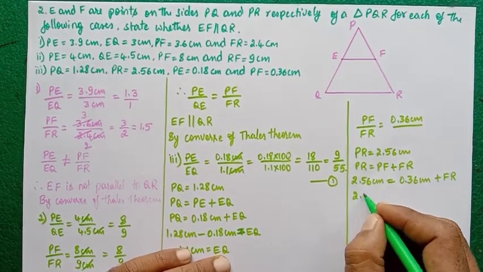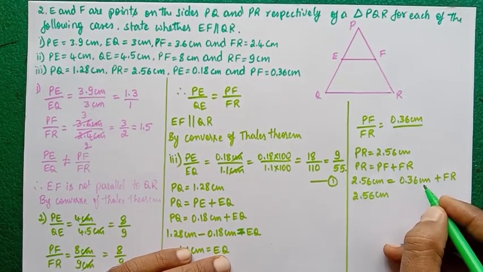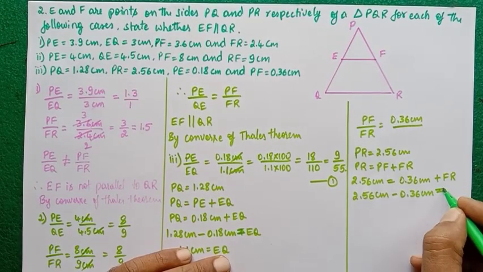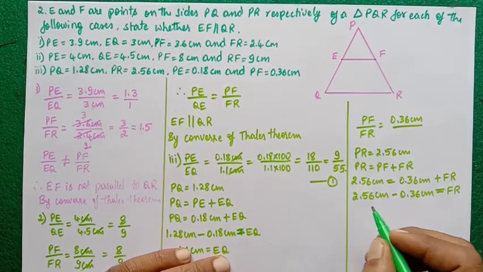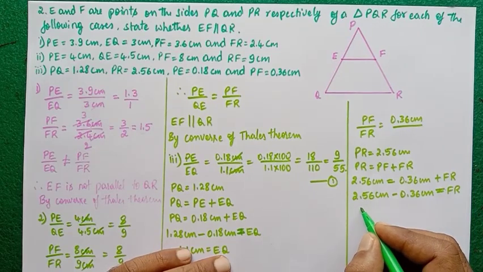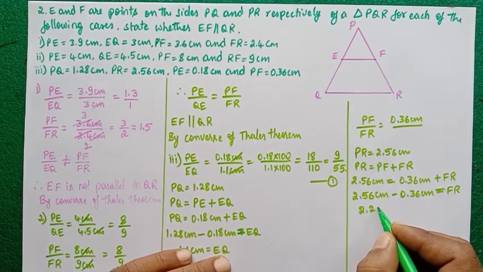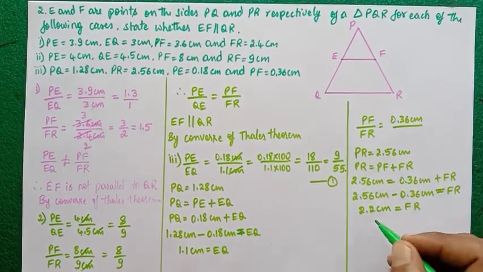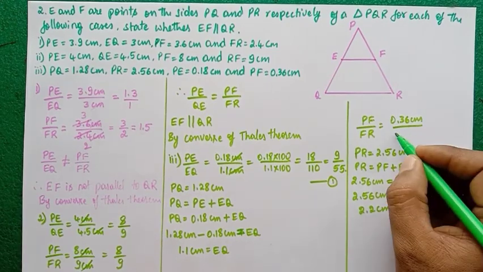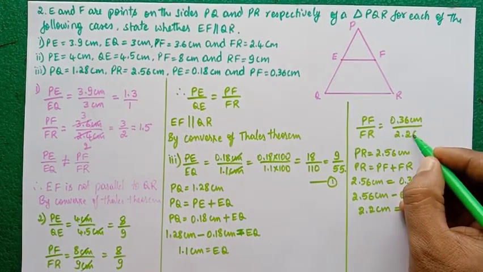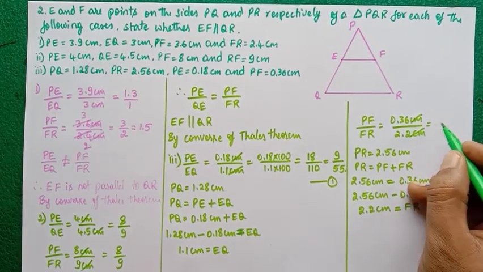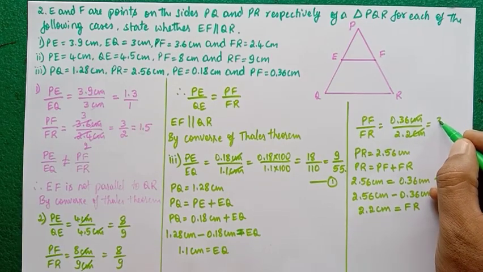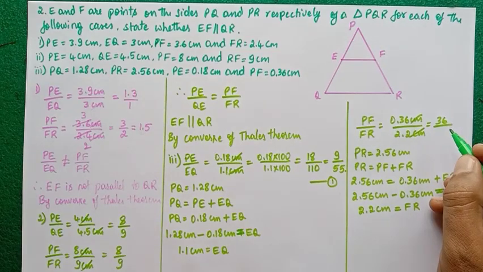So let me shift 0.36 to the left hand side. So 2.56 centimeter minus 0.36 centimeter is equal to FR. Let me subtract this value. 2.2 centimeter is equal to FR. So let me substitute this in this equation. So 2.2 centimeter, here the centimeter cancels.